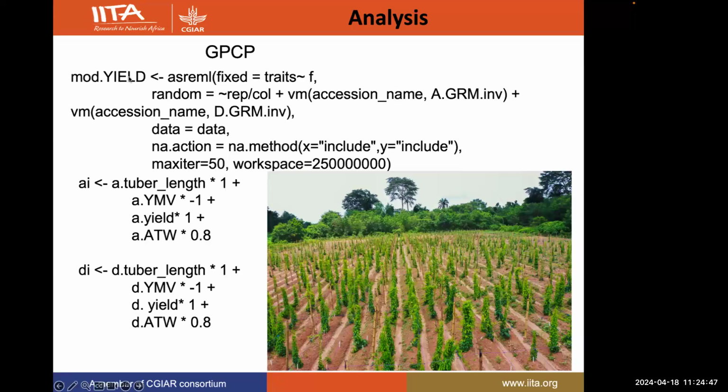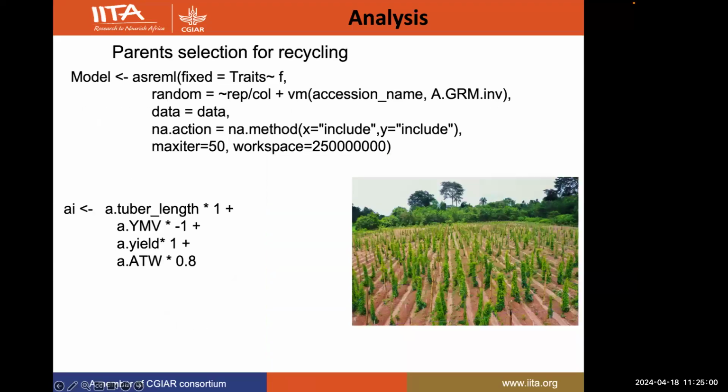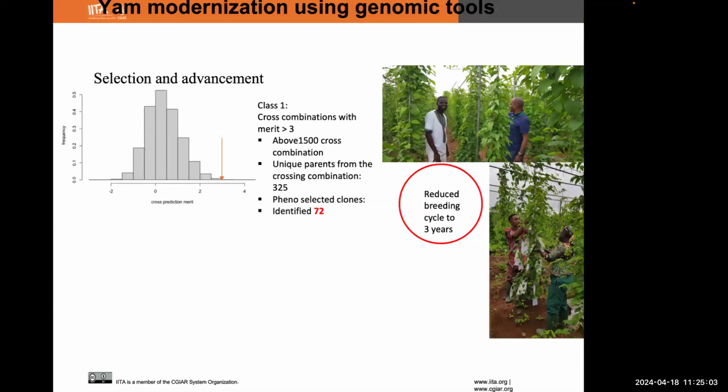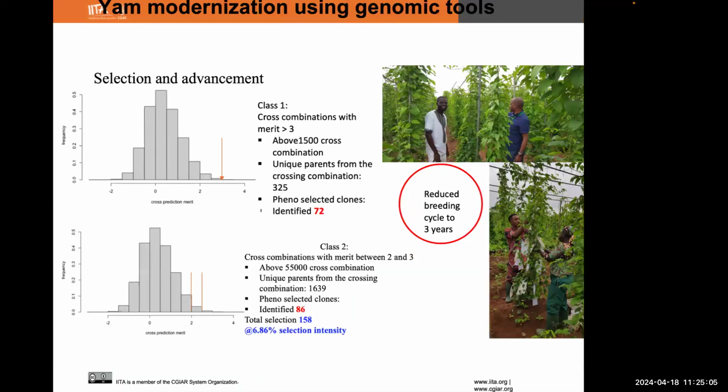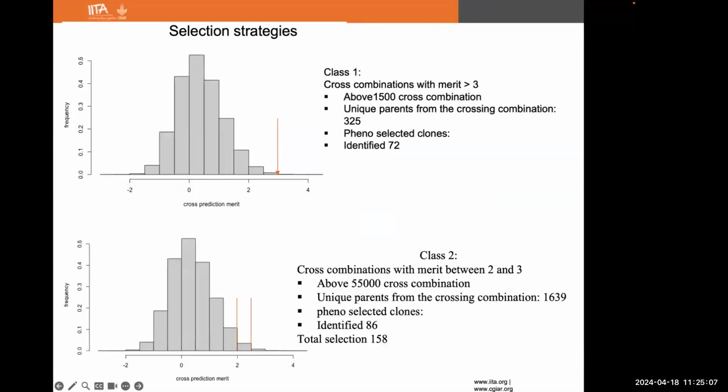So here we use the ASRM, and we focus on yield, and then you have your replication, your poem, and then you have your accession name, additive plus the dominant. So this is basically what we did. Then we select our parents, and this is the selection and the advancement. We're able to make some very good selections, move them to the field, and evaluate them in the field to see the performance of the progeny.